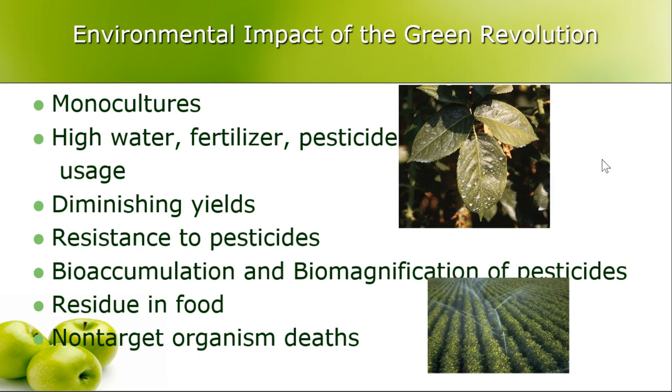Now, we'll talk about pesticides in particular in class. I'll give you a little conversation about that. The other thing about pesticides is they do bioaccumulate and they do biomagnify, and again, we talk about that more in class. The pesticide residue sometimes is in the food, and there are non-target organism deaths. So when we start thinking about the specific environmental impact of the Green Revolution, a lot of the things related to that impact deal with pesticides, which is why we're going to take that separately.